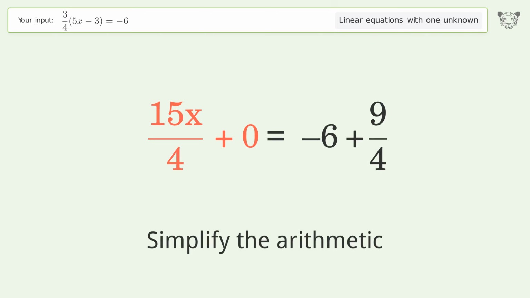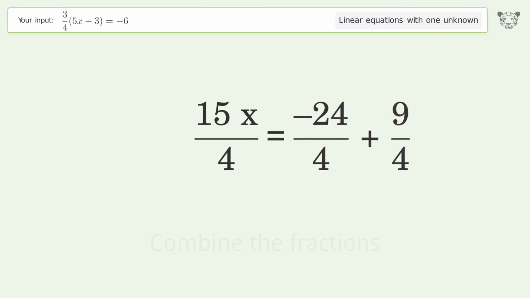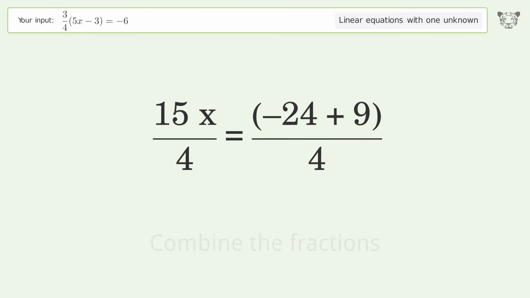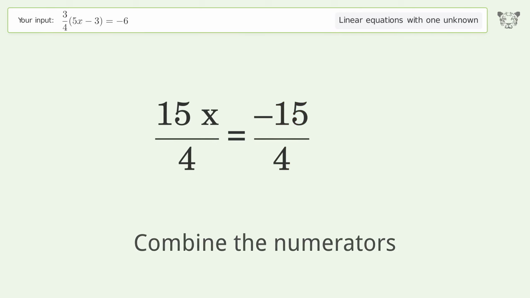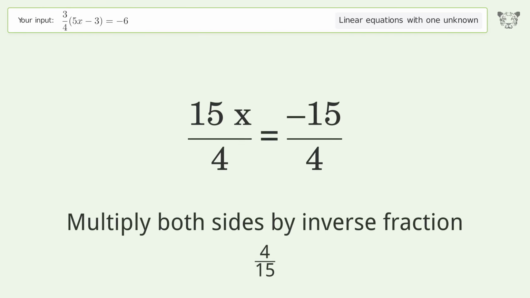Simplify the arithmetic. Convert the integer into a fraction. Combine the fractions. Combine the numerators. Isolate the x. Multiply both sides by inverse fraction 4/15.